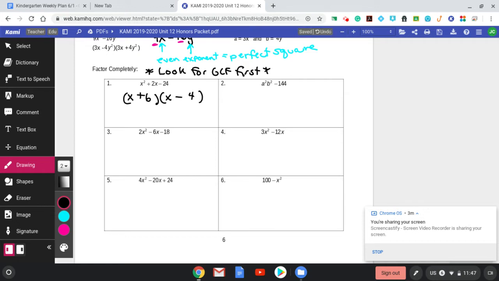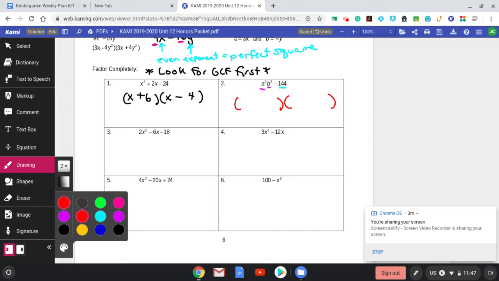Number 2. Let's see. Any GCF in number 2? Nope. They both don't have the same variables, so there's nothing I can take out there. But now here's what we're talking about. You see the subtraction in between. What do you guys know about 144? It's a perfect square. What do you know about a squared and b squared? That is also a perfect square. So we are going to use the method difference of 2 perfect squares right now. So let's take care of the 144. What's the square root of 144? 12. So I plug 12 and 12 into there. How do you deal with a squared and b squared?